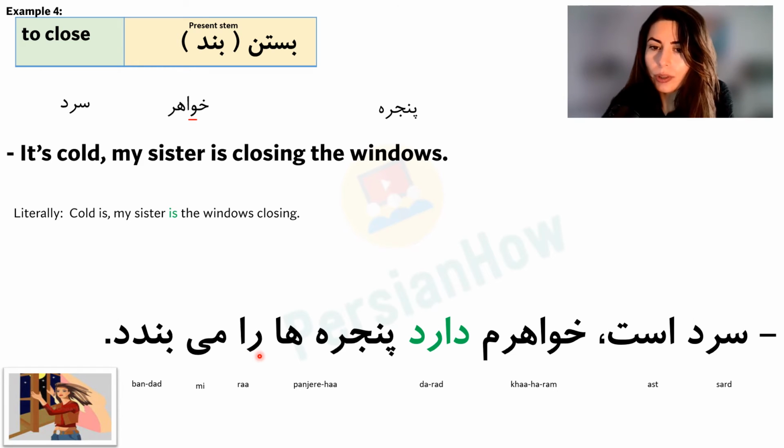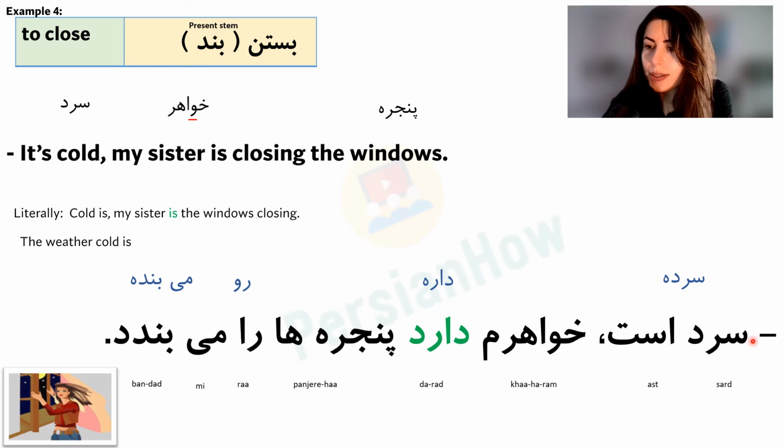And now let's go over to the informal. Sardast becomes sarde. And then darad becomes dare. Panjere ha ra, so ra becomes ro. And then mibandad becomes mibande. Why is there like a double dal here? Because the first dal is part of the present stem and the second dal is for conjugation, is the verbal ending. Alright, so this sentence in the informal language is: سرده خواهرم داره پنجره ها رو میبنده.